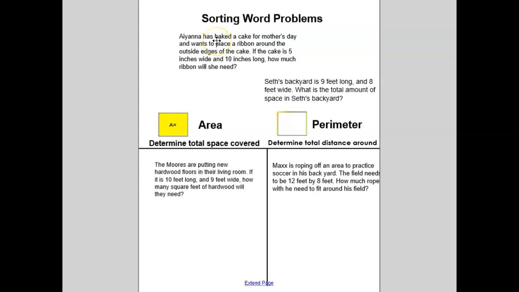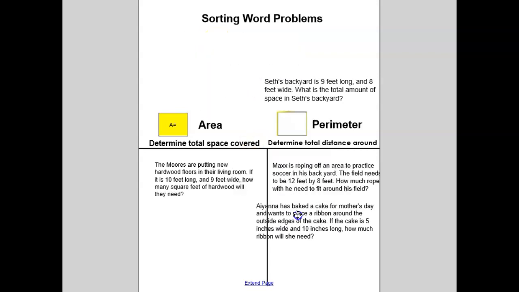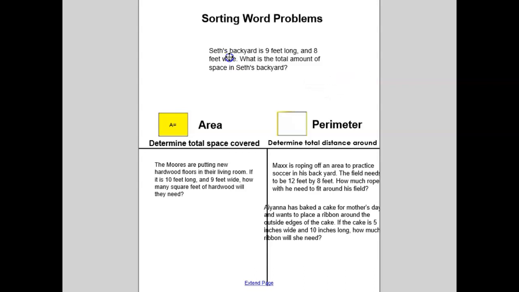You're right. Did you determine that it was a perimeter problem? Because it asks, if the cake is 5 inches wide and 10 inches long, how much ribbon will she need to put around the outside edges of the cake? She's not covering the entire cake in ribbon, only the outside edges. So I know it's a perimeter problem.